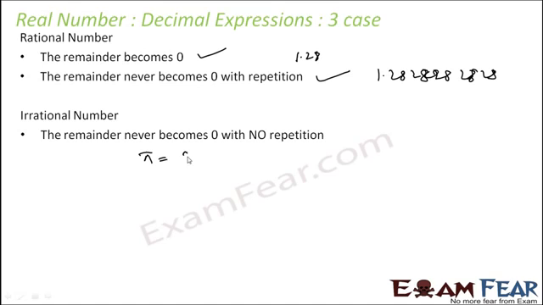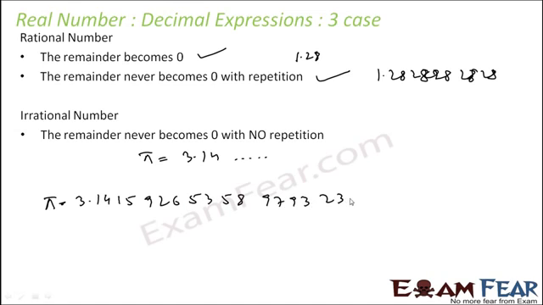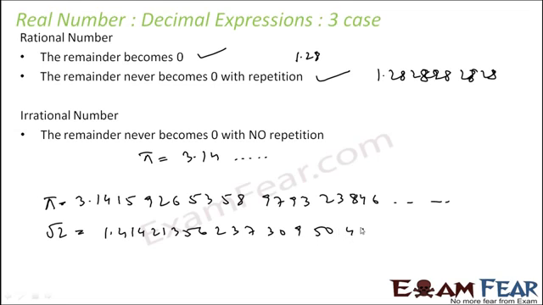For example, pi is 3.1 and the list continues. It's a long list. If you want, I can write it for you. Pi is actually 3.14159265897993238446, and still the list continues. Root 2 also is an irrational number. The list is big: 1.41421356237309509504889, like that. The list continues.